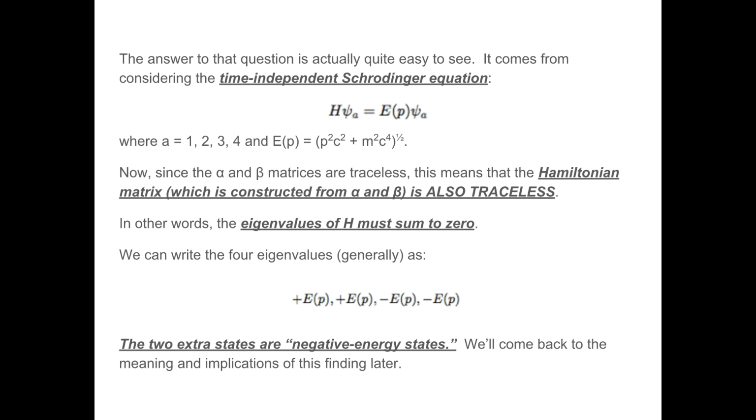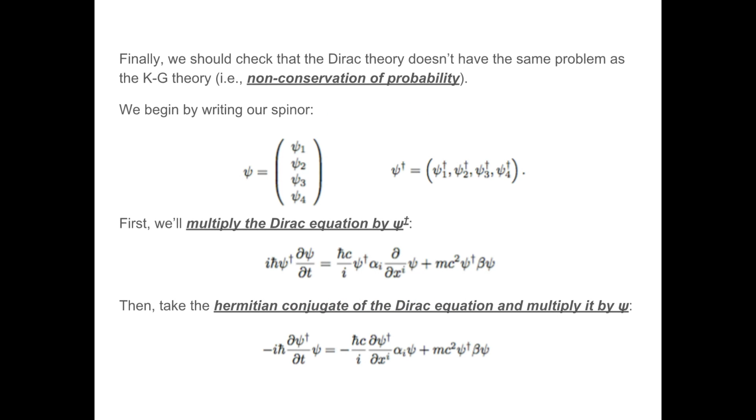The way you do that is to say, I have 4 eigenvalues: 2 positive ones and 2 negative ones. That's the only way this can work out. These 2 positive states, we know how to interpret: those are the spin up, spin down electrons that we observe in nature. But what are these negative energy states? We'll come back to this later when we get more into the math.